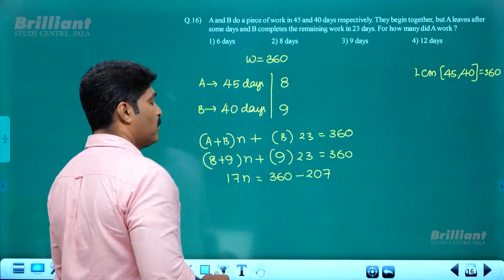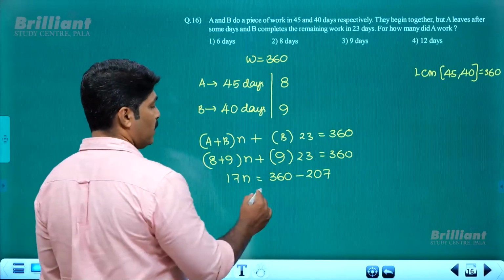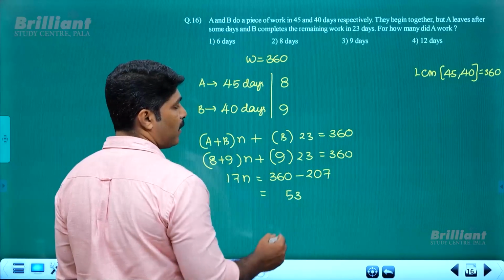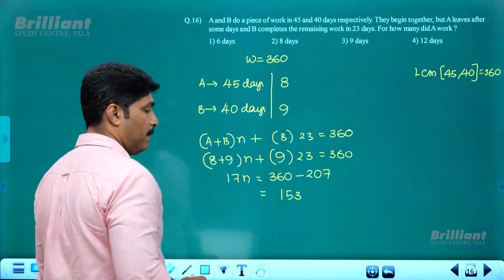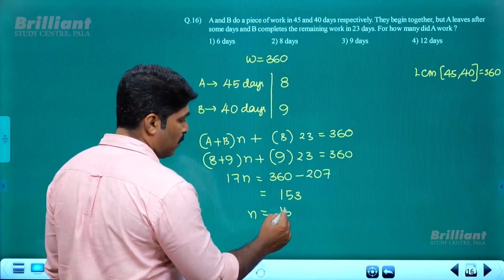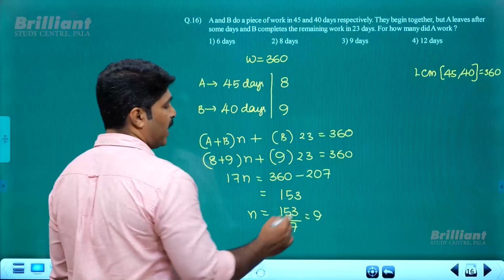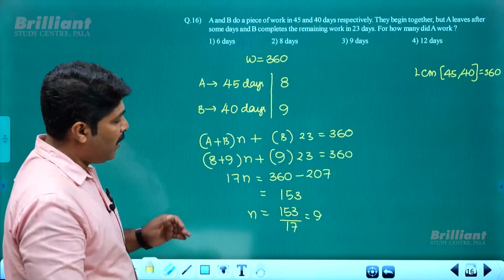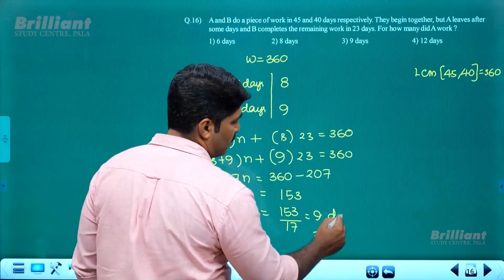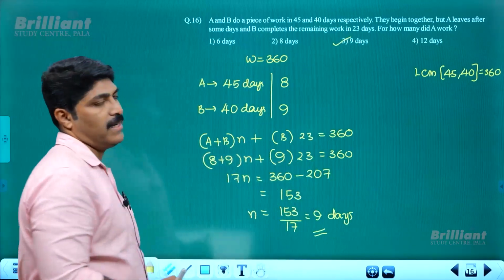Correct. So what is the difference between these two quantities? 17n is equal to 153. Then what about the value of n? Therefore, n is equal to 153 by 17, which is equal to 9. We need to find out for how many days A worked. So A worked for 9 days. The answer is 9 days.